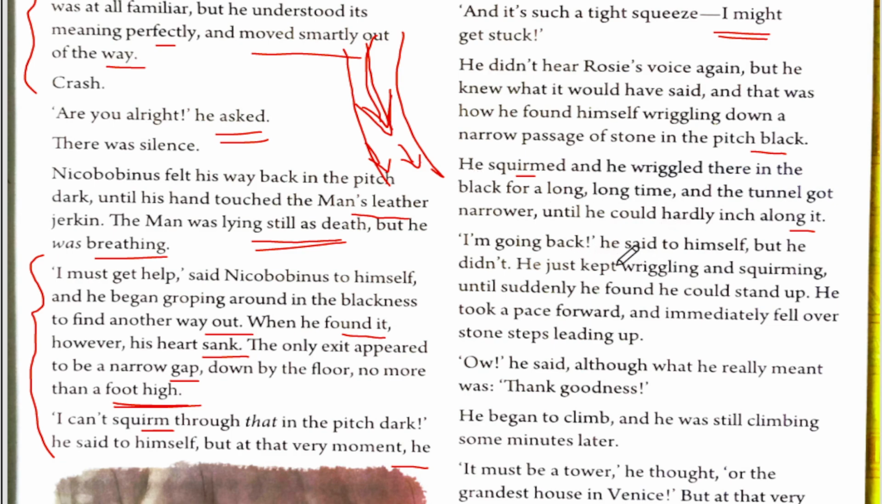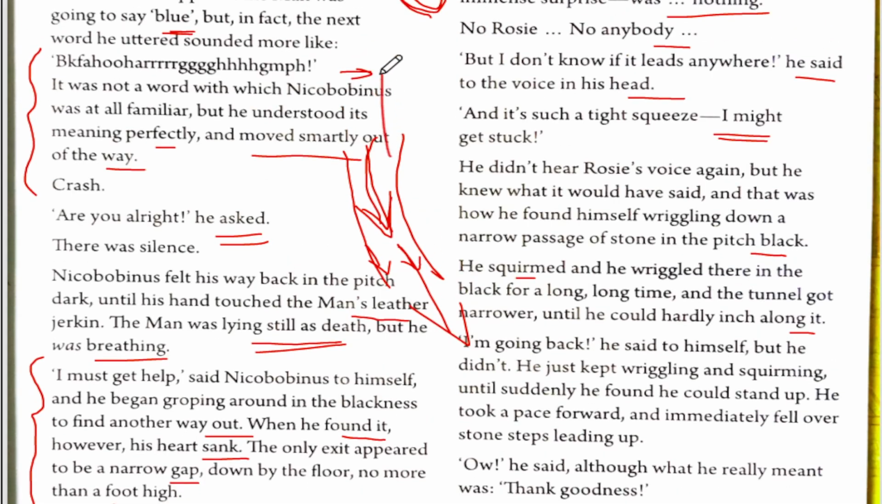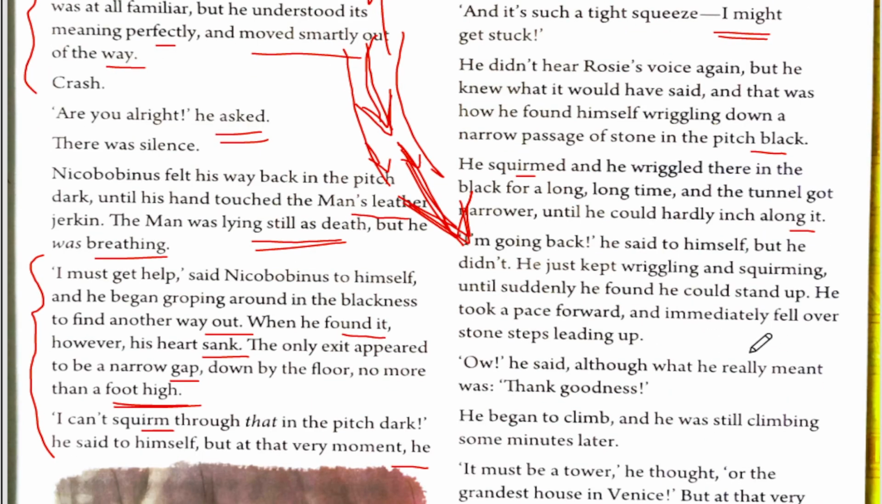I am going back, he said to himself, but he didn't. He just kept wriggling and squirming until suddenly he found he could stand up. Now he said that he couldn't move forward, and that he must go backward or get away from this tunnel. But instead of going back, he started moving forward, until he discovered the place to stand up.